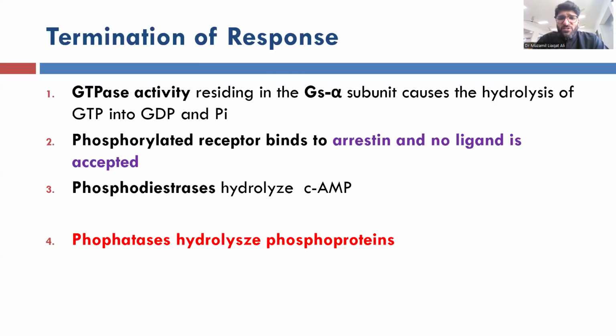Now, the termination of the response. Signal termination occurs via the intrinsic GTPase activity of G alpha, phosphodiesterase that hydrolyzes the cAMP to AMP, and the protein phosphatases that remove phosphate groups. And along with that, the fourth mechanism that leads to the signal termination is via the receptor phosphorylation or the arrestin binding.